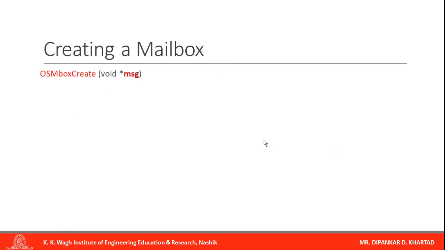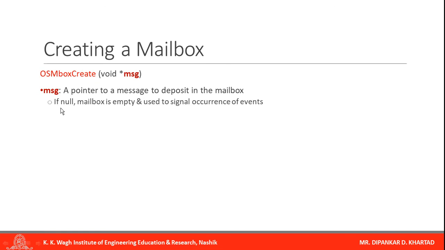Now it has a simple syntax, that is OS mbox create, and in that there is one argument, that is message. So what is message? A pointer to a message to be deposited in the mailbox. Now if it is null, it means the mailbox is empty and is used to signal the occurrence of an event. Now if it is not null, then the mailbox is used to access shared resources.